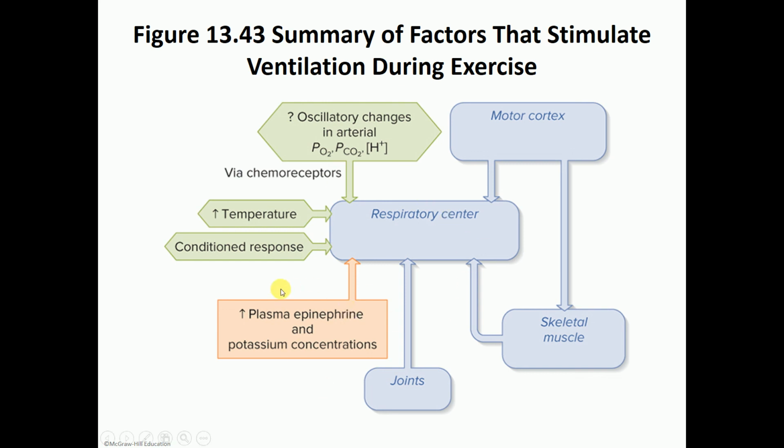As we exercise, there's also an increase in plasma epinephrine and potassium concentrations. Both of these are going to stimulate the respiratory centers. Epinephrine is elevated because of the sympathetic system. As for the increase in potassium concentrations, there are lots of theories out there.